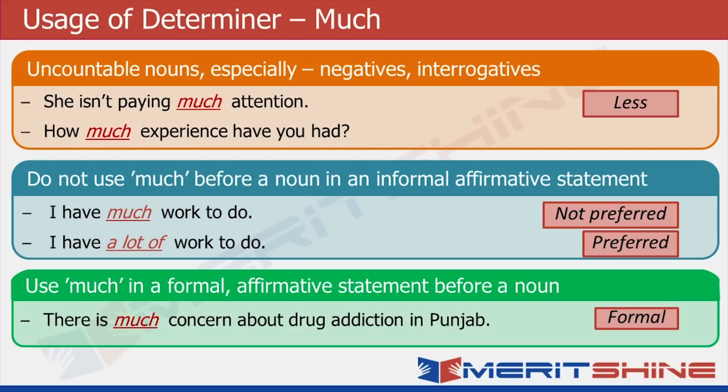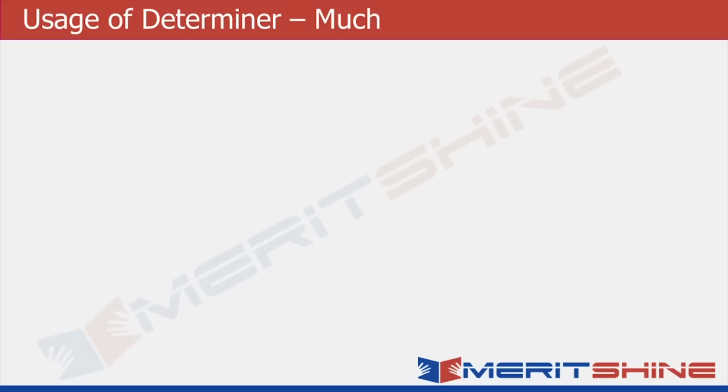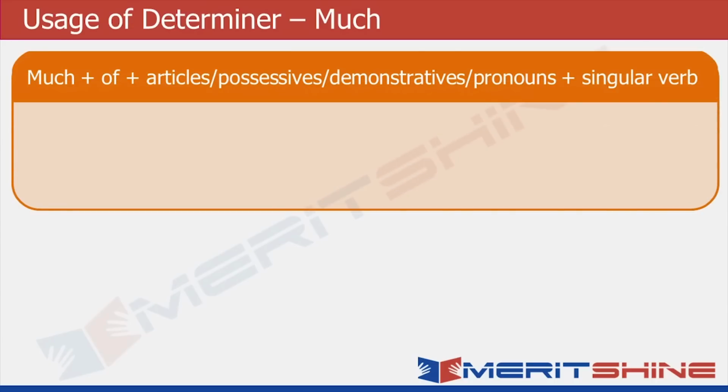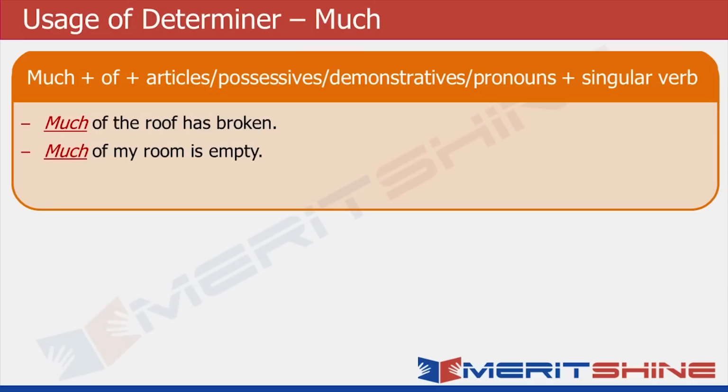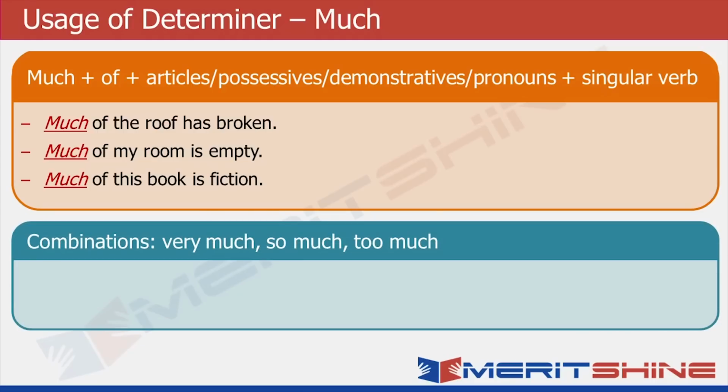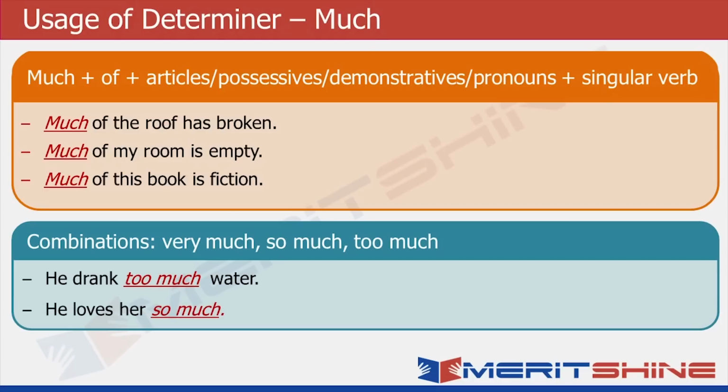The quantifier much along with of and followed by articles, possessives, demonstratives or pronouns takes a singular verb. Much of the roof has broken. Much of my room is empty. Much of this book is fiction. Much can be used in different combinations such as very much, so much, too much, and so on. He drank too much water. He loves her so much.